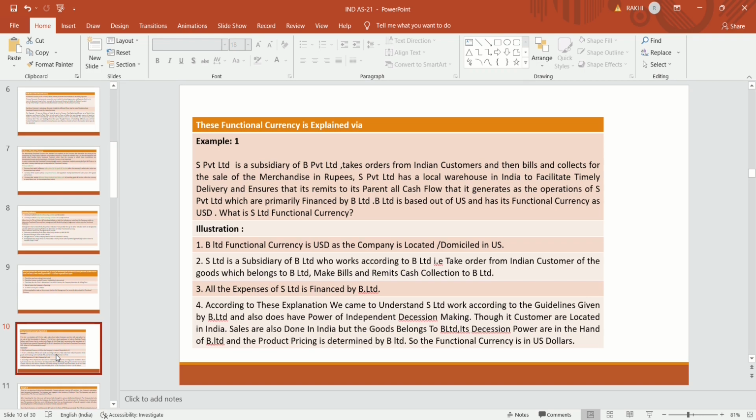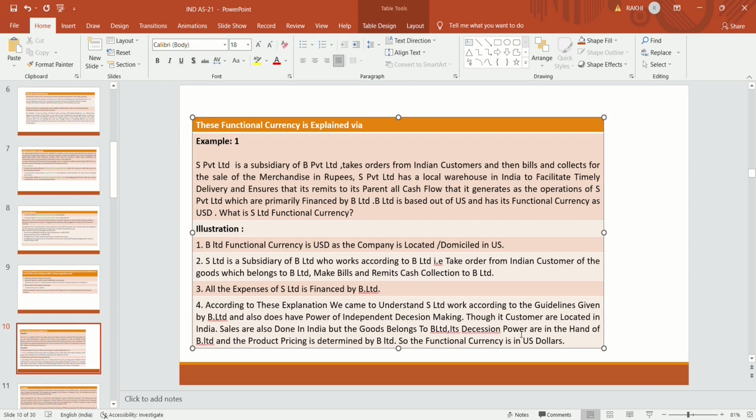According to this explanation, we came to understand that S Private Limited works according to the guidelines given by B Private Limited and also does not have the power of independent decision making, though its customers are located in India. Though the customers of S Private Limited are located in India, and sales are also done in India, the goods belong to B Private Limited and the decision power is in the hands of B Private Limited. And product pricing is determined by B Private Limited according to their thought process. So the functional currency is USD.